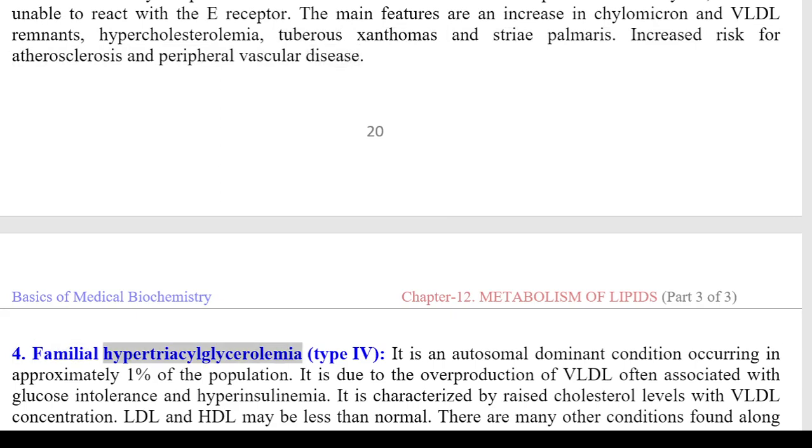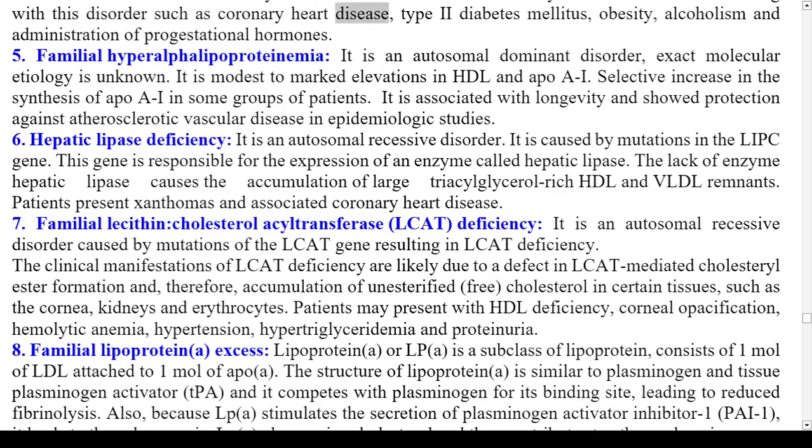4. Familial hypertriacylglycerolemia, type 4. It is an autosomal dominant condition occurring in approximately 1% of the population. It is due to the overproduction of VLDL, often associated with glucose intolerance and hyperinsulinemia. It is characterized by raised cholesterol levels with VLDL concentration. LDL and HDL may be less than normal. There are many other conditions found along with this disorder, such as coronary heart disease, type 2 diabetes mellitus, obesity, alcoholism, and administration of progestational hormones.